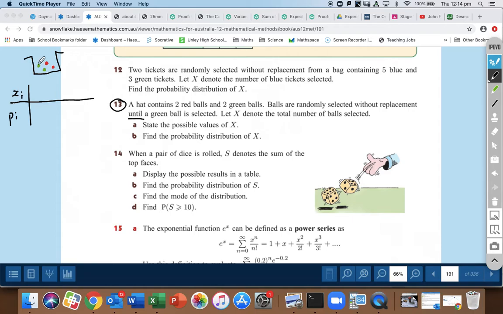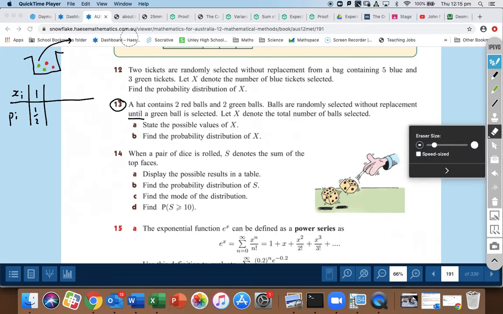Maybe I put my hand in and I get the green ball on the first draw. And we're done. Now if it says X is the number of balls selected, well, I could finish after one selection because I got green on the first go, right? And that would be valid. And the probability there, we've got 2 green out of 4 balls total. So there's a probability of a half that that actually happens, okay?